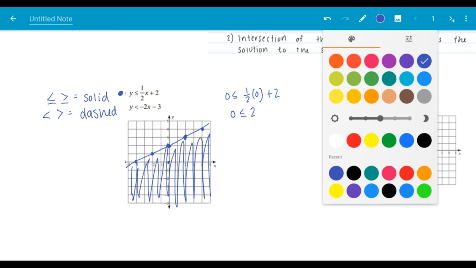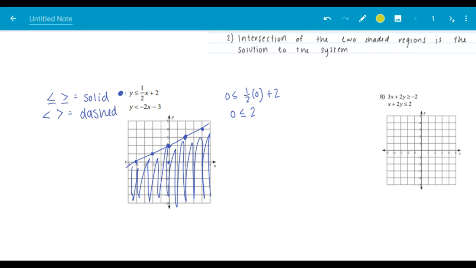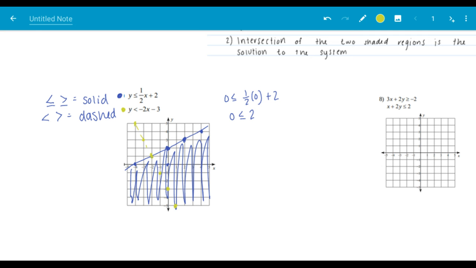And I'm going to get a different color, and I'm going to do the same thing with this linear inequality. So I have a y-intercept of negative 3, and then a slope of negative 2. So negative 2 over 1. So we go rise over run. Rise is negative 2, run is 1. And then I'm running out of room, so I need to work backwards. And I'm going to connect these with a dashed line because it doesn't have an or equal to.